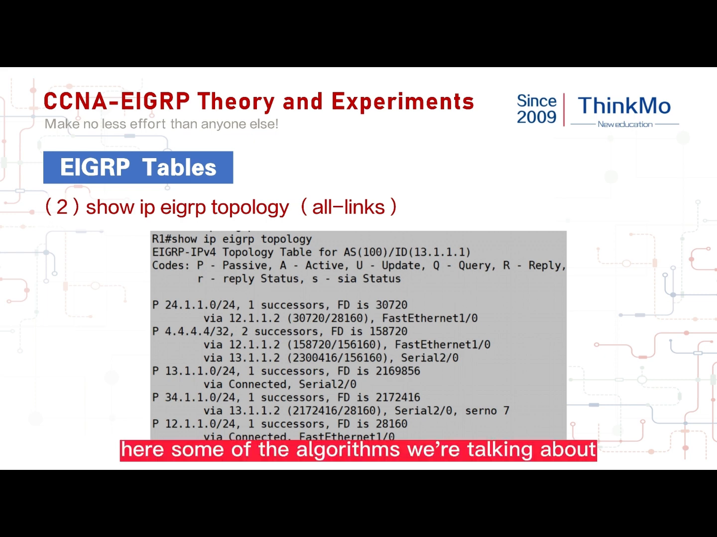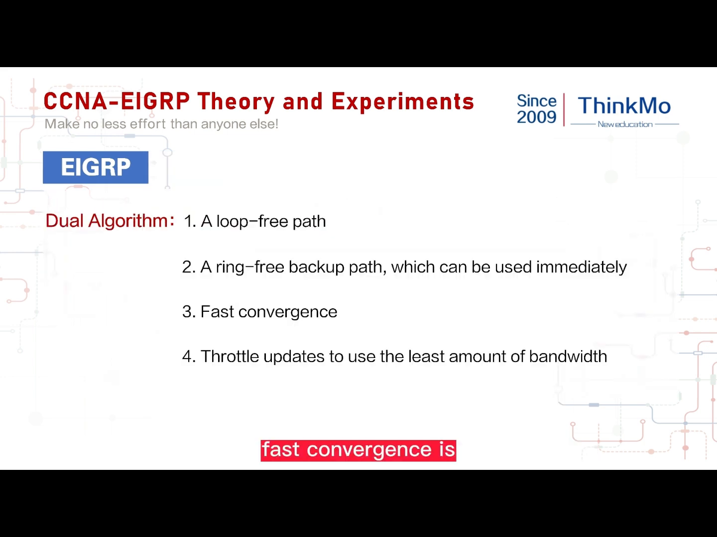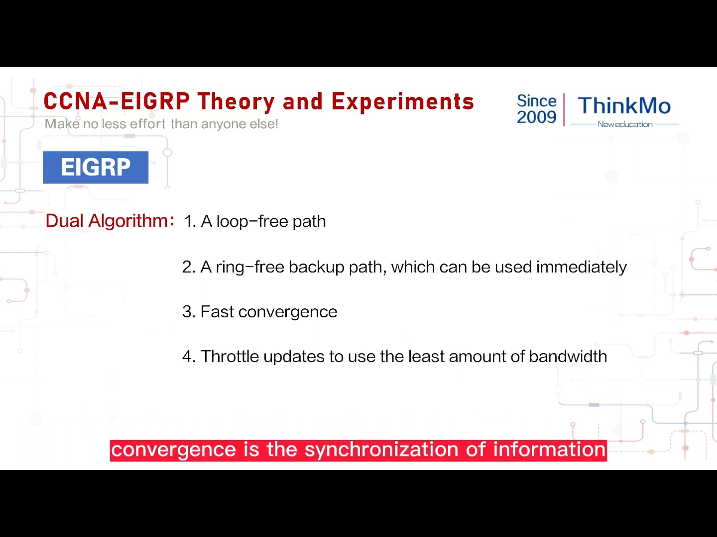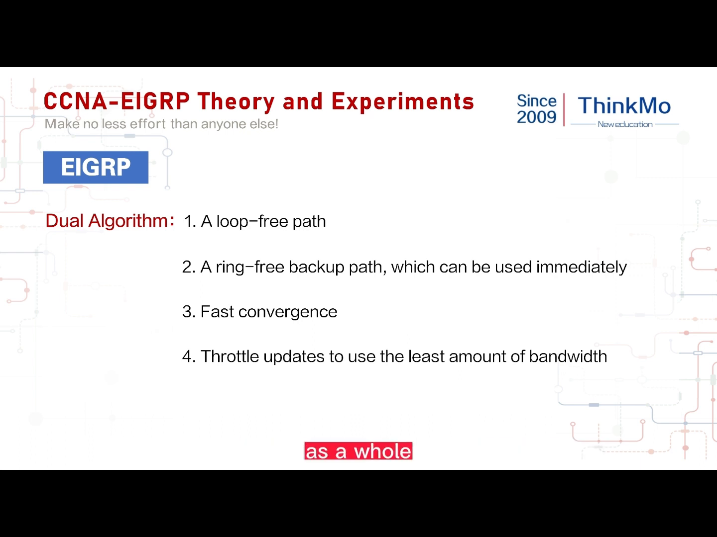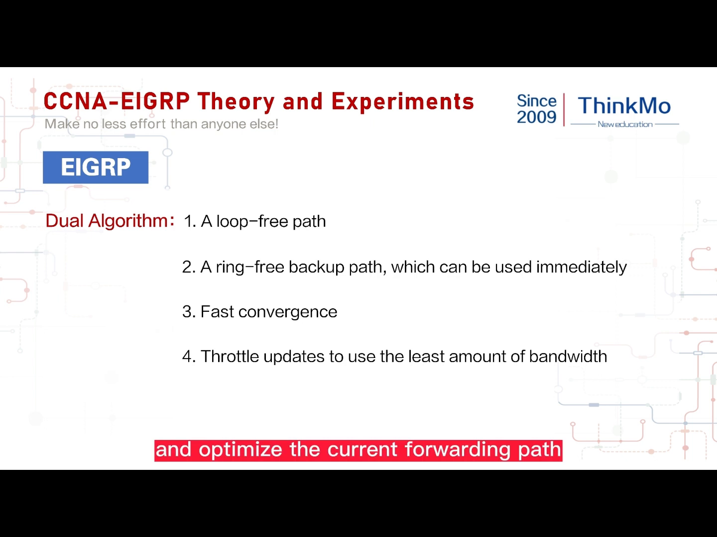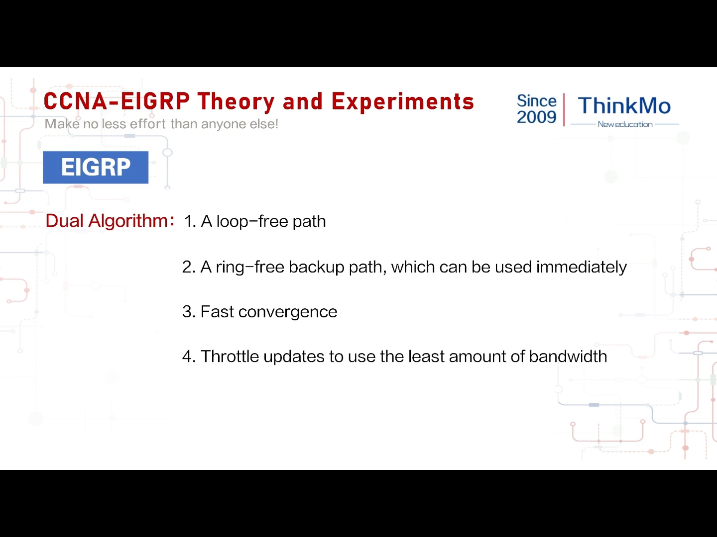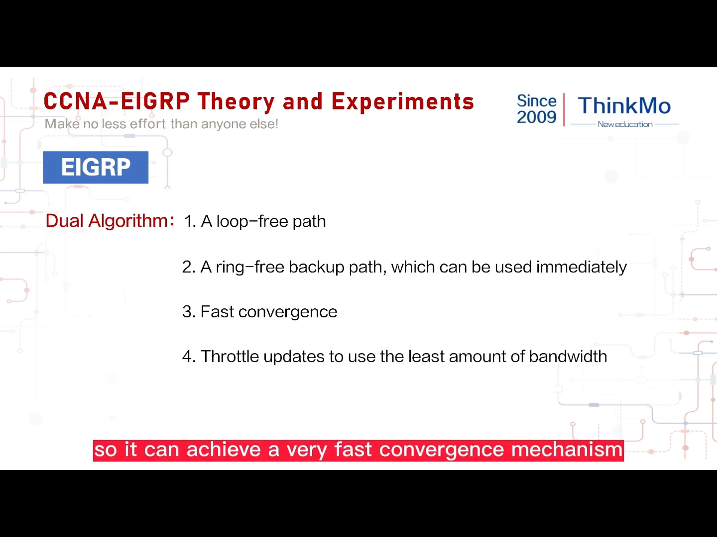Here are some of the algorithms we're talking about. Fast convergence is when the overall topology changes, a fast convergence can be achieved. This word is not easy to understand. Convergence is the synchronization of information as a whole, and optimizing the current forwarding path to realize normal forwarding. The forwarding speed of EIGRP is very fast, since it has the contents of the current topology table. So it can achieve a very fast convergence mechanism.